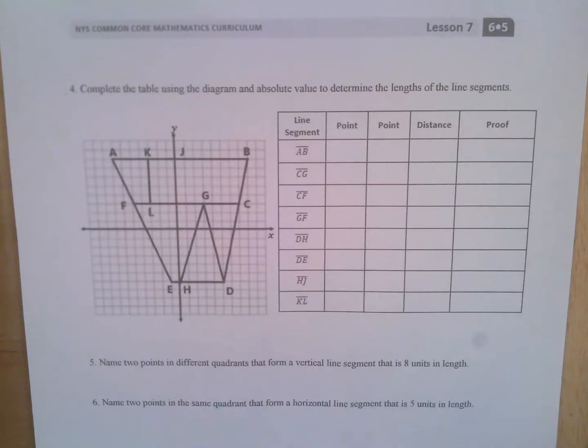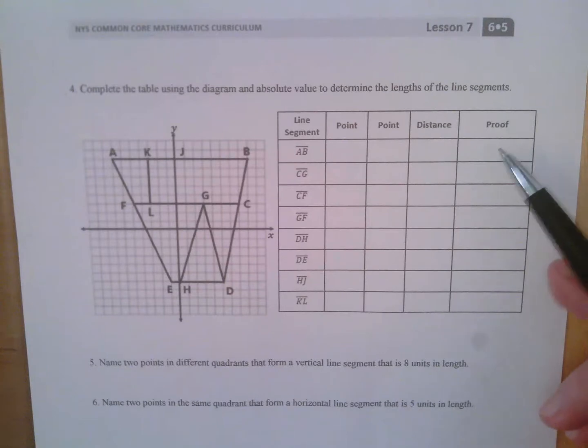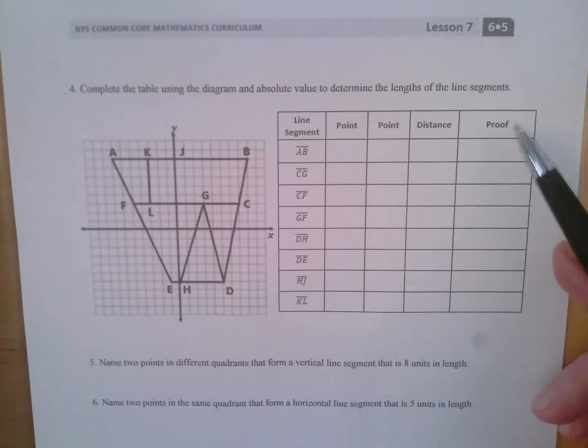Hi, welcome to Grade 6, Lesson 7. Today we will be using absolute value to determine the distance between integers on the coordinate plane in order to find side lengths of polygons. Let's get started with number 4. Number 4 says complete the table using the diagram and absolute value to determine the lengths of the line segments.